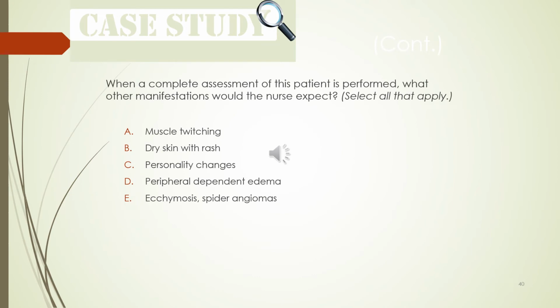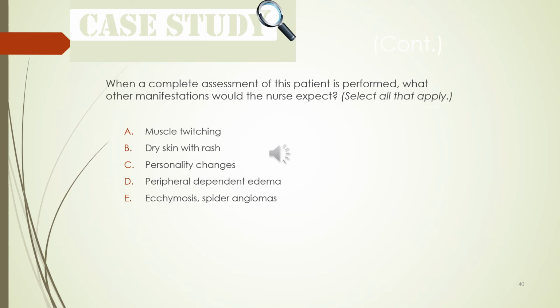So question, when a complete assessment of this patient is performed, what other manifestations would the nurse expect? Select all that apply. A, muscle twitching. B, dry skin with rash. C, personality changes. D, peripheral dependent edema. Or E, ecchymosis or spider angiomas. So according to our slide, our correct answers are B, D, and E.